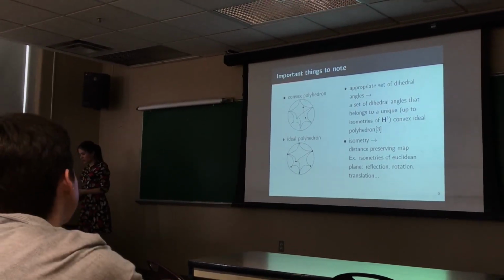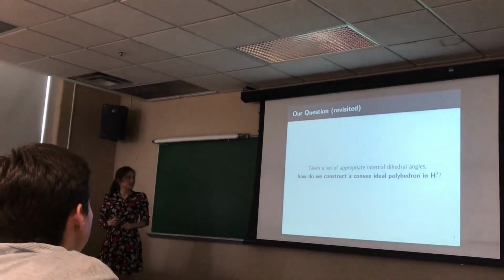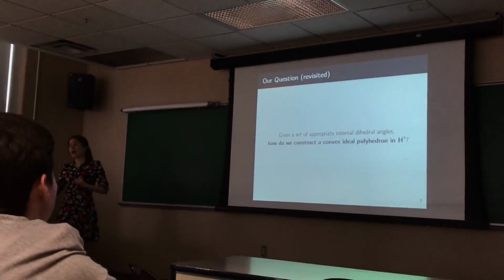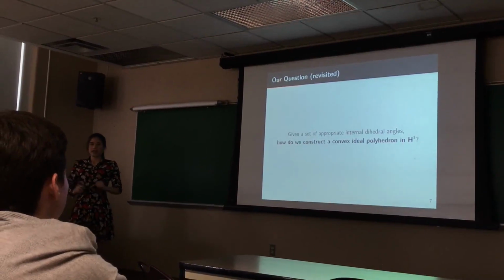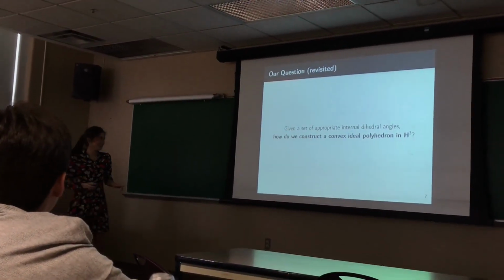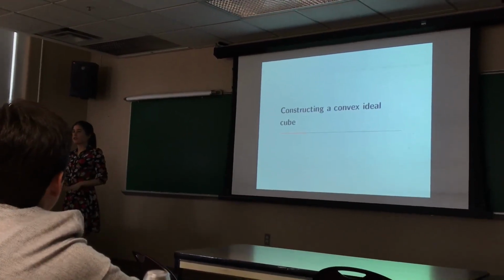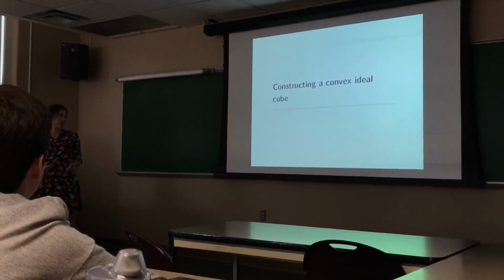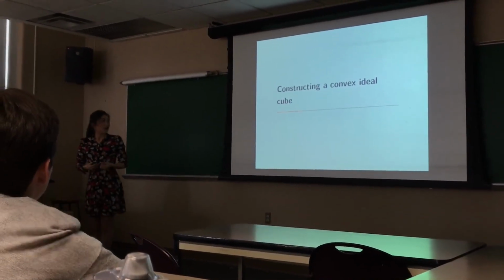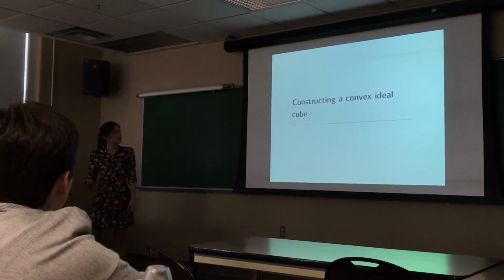So now, let's revisit the question. Given a set of appropriate internal dihedral angles, how do we construct a convex ideal polyhedron in hyperbolic space? Hopefully it makes a little bit more sense now. Okay. So I'll partially answer that question through demonstrating the construction of a convex ideal cube in H3.